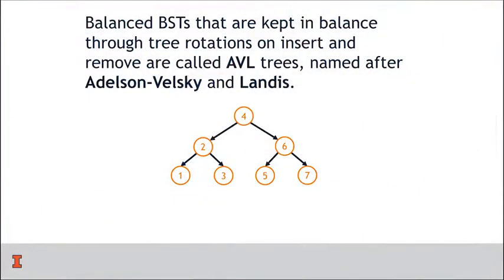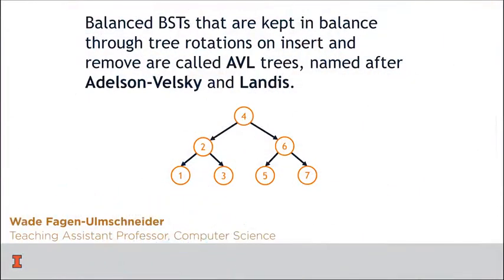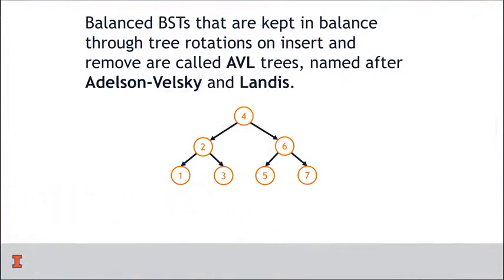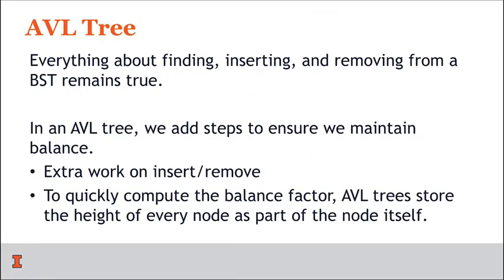Balanced binary search trees are kept in balance through tree rotations when we do an insert and remove. We call these trees AVL trees, named after two computer scientists, Adelson-Velsky and Landis. An AVL tree is just like a binary search tree. Everything you know about a binary search tree still holds true. That includes finding, inserting, removing, and everything else.